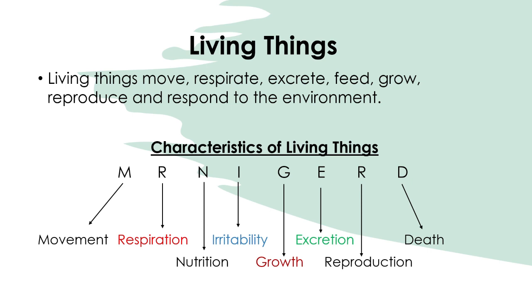I stands for irritability. Animals respond quickly to change, while plants respond slowly to change in the environment. G is for growth. Plants grow in length at the tip of their stem and roots, while animals grow in all parts of the body.